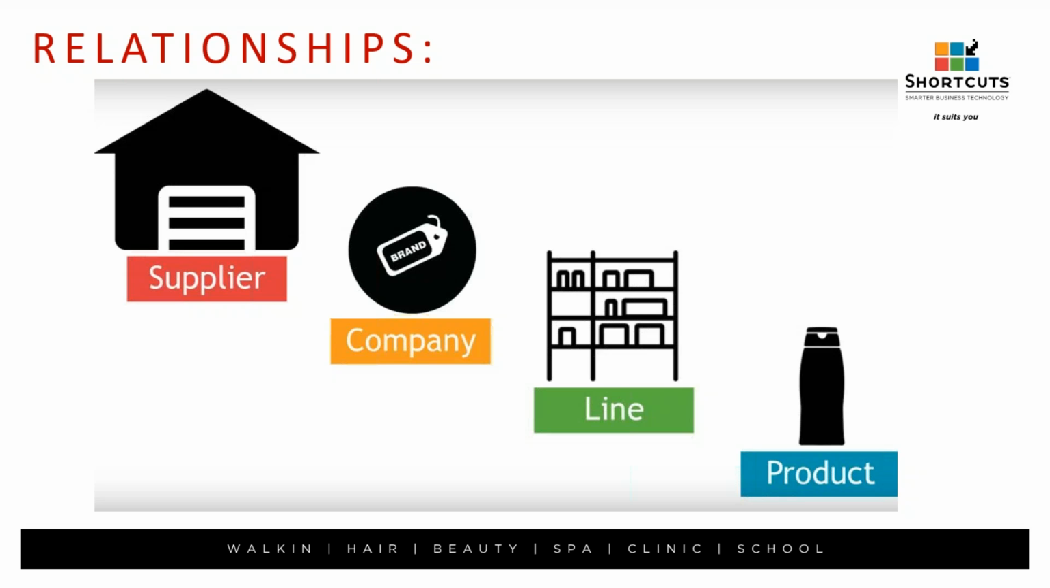So Shortcuts actually separates all of the individual lines just so that you can keep track of everything. Once you tell Shortcuts, these are my specific lines that I carry, then you can begin introducing the individual products. And of course, you may carry multiple versions of the same product, perhaps in different sizes. One may be a travel size, one may be your normal consumer retail size, and one may be your professional size, your 2-liter bottle, for example. So Shortcuts allows you to track all of these, and it makes distinctions between every level based on either supplier, company, line, or product.